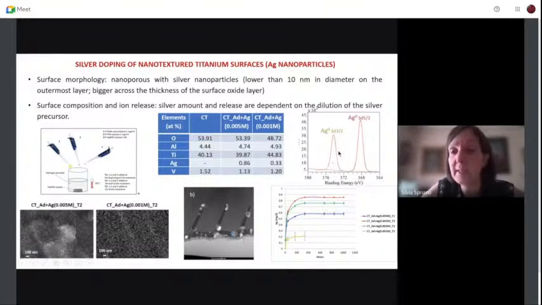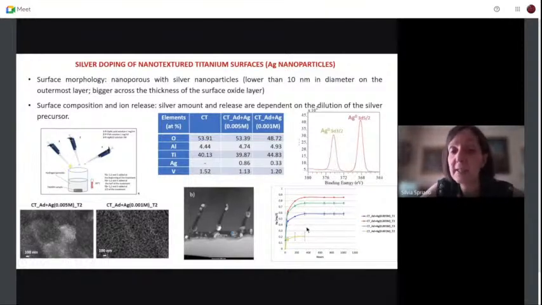And the XPS again tell us that silver is present as a metal in this case. And we tested different concentrations of silver nitrate, the precursor for the formation of the silver nanoparticles that is added during the etching of the surface. By using different concentrations of silver nitrate, you get a different amount of silver on the surface. And you can see in the bottom right the release of silver ions in water.